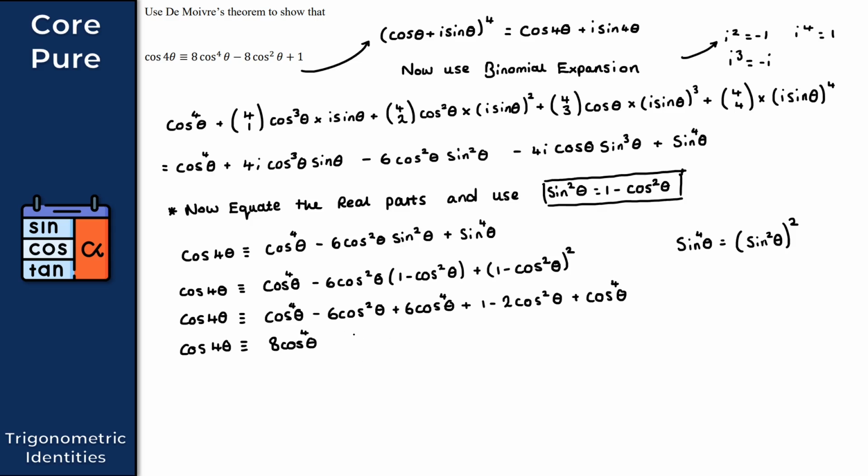What else do we have here then? So I've got minus 6 cos squared theta. We've also got minus 2 cos squared theta here. So that would give us minus 8 cos squared theta. And then finally, we also have this plus 1 here.